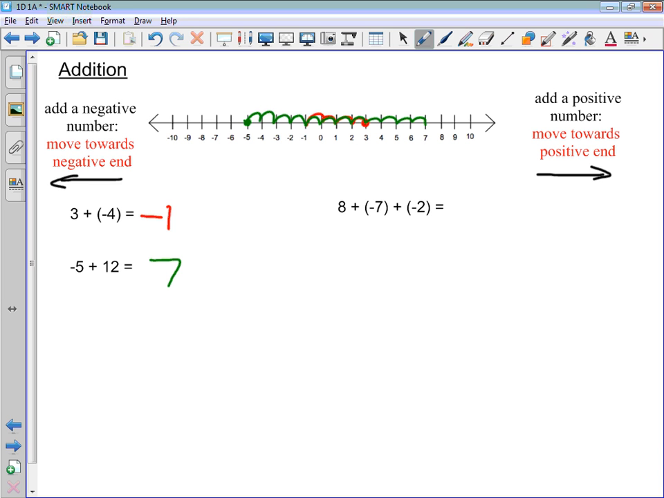If you've got 3 numbers, again, we can do this in 2 steps. Let's do the first 2 numbers first. 8 plus negative 7, so I'm going to start at 8. I'm adding a negative, so I'm going towards the negative numbers. How many am I going? I'm going 7. 1, 2, 3, 4, 5, 6, 7. I end up at 1. So now I've got 1 plus negative 2. I start at that 1 and go 1, 2. I end up at negative 1, and there's my final answer. So addition is pretty easy. You're either moving towards the negative end or towards the positive end.